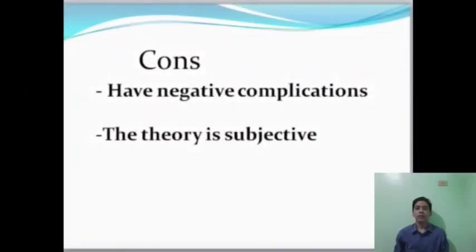So let's have the cons of utilitarianism. The first is that it has negative complications. For example, euthanasia is considered immoral in utilitarianism. So even if ending one person's life can save another through organ donation, no one would dare to kill a terminally ill patient even for a good cause. Even if the death of one will save 10 people, the core idea of utilitarianism will prevail.